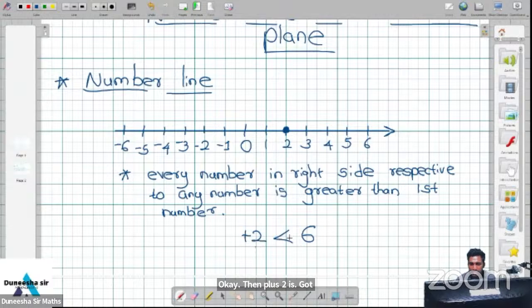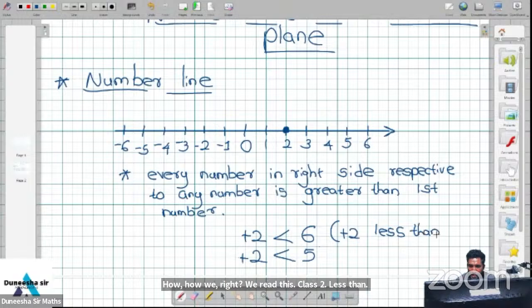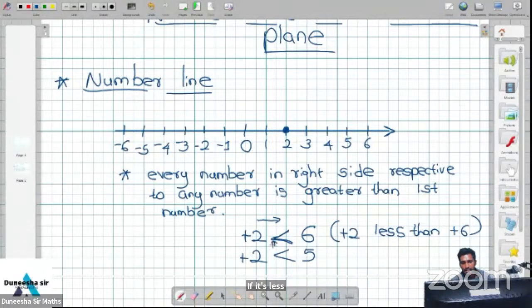Plus 2 less than 6. We can write, also we can write plus 2 less than. How we can write any number? Plus 2 less than 5. We read from this side, from the left side. If it's smaller, we read it as less. Then we can write plus 2 less than 5.